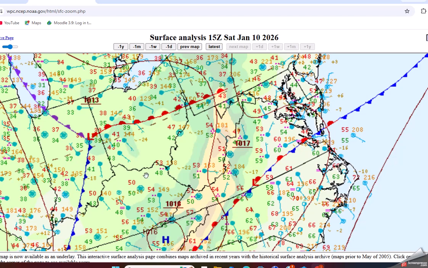Now, on the right side of the station symbol is pressure. 196 here, 227 there.